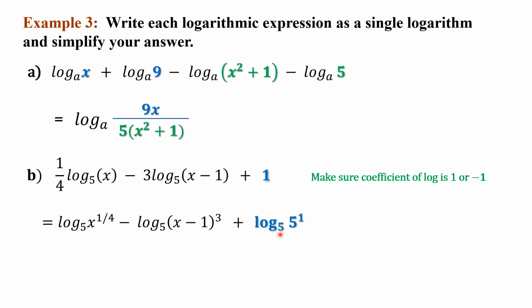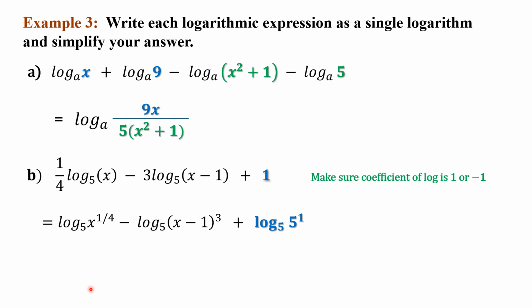The base is 5 because this is log base 5, and I have to write this with the base 5 as well, and the power must be 1 because this is 1. If this is 2, then the power is 2. If this is 3, then the power is 3. So now this expression is all logarithms in base 5.